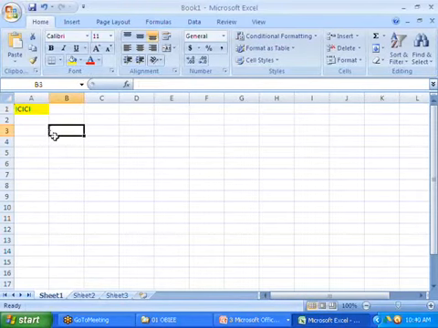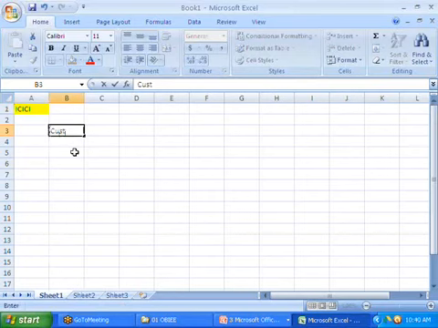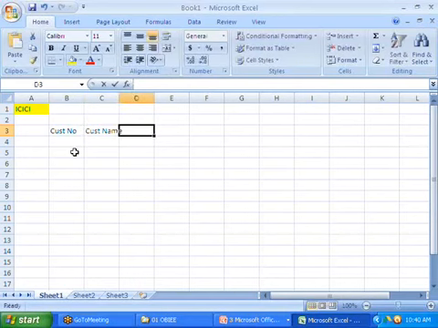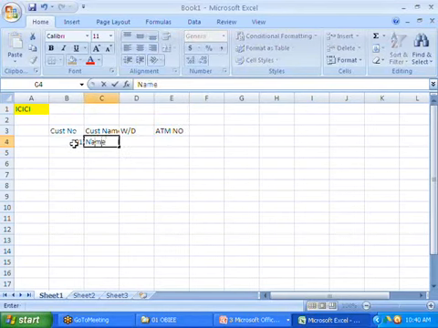Now, in this bank, let us say I am taking some transactional data records. This is customer number, this is customer name, this is how much he is withdrawing, and this is the ATM number. Customer number is, let us say, 1, and customer name is name 1. The withdrawal amount is, let us say, 100,000 rupees. ATM number is 1.